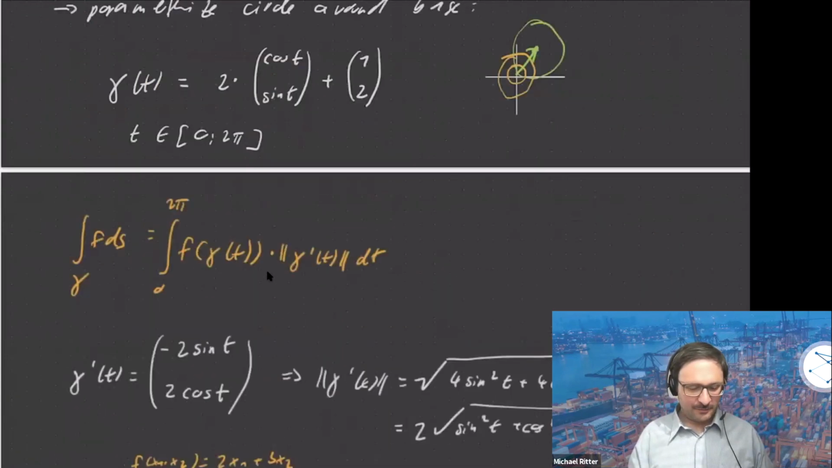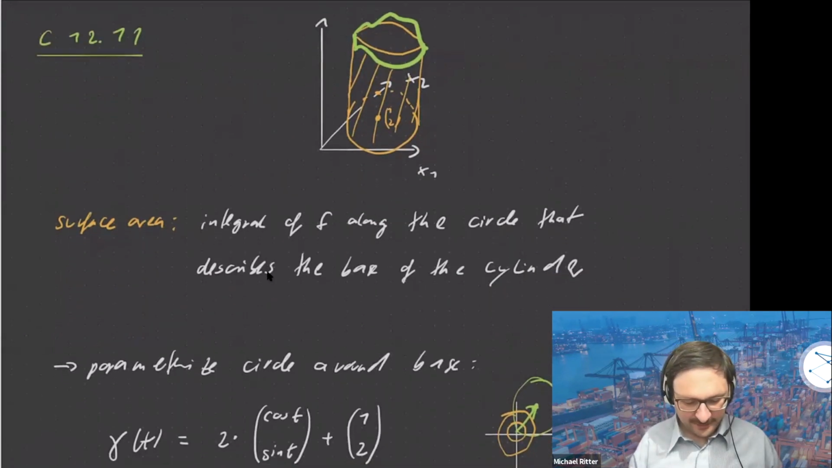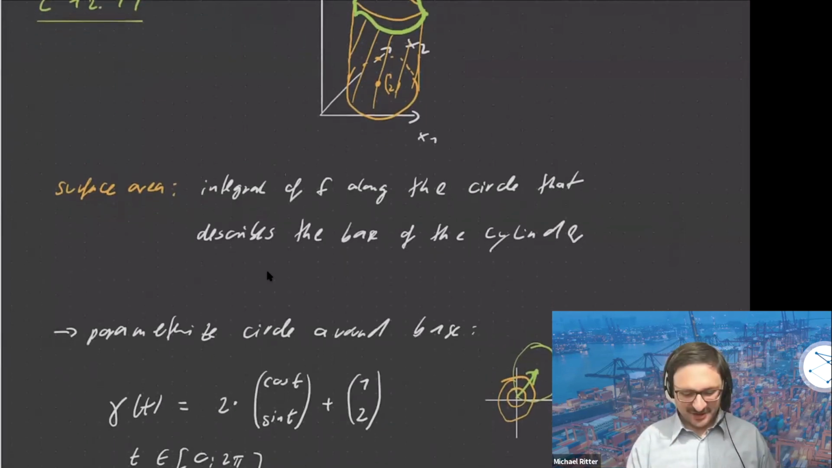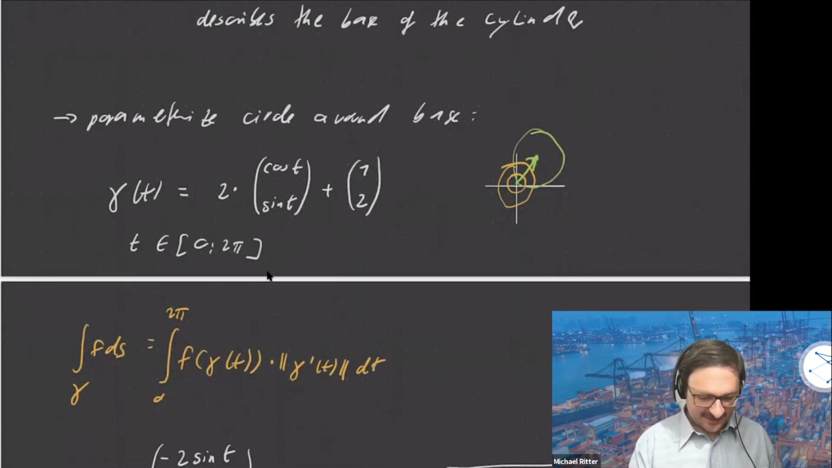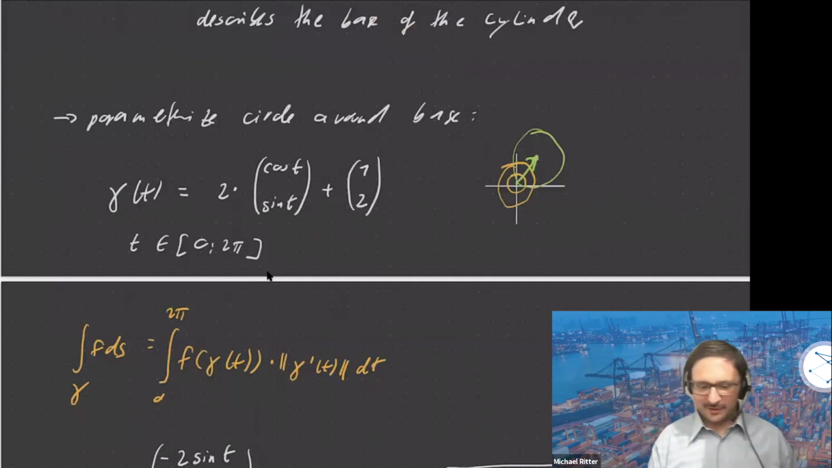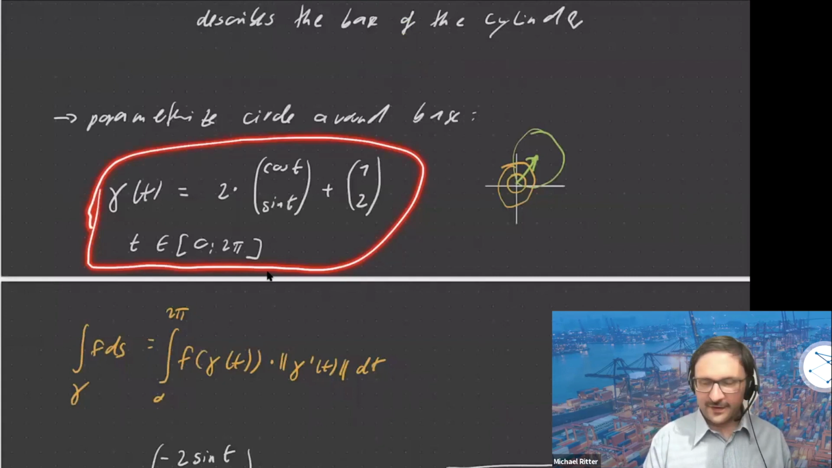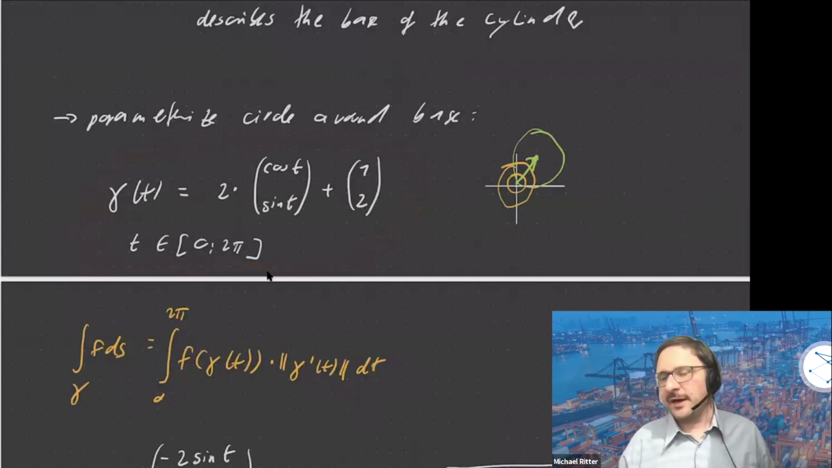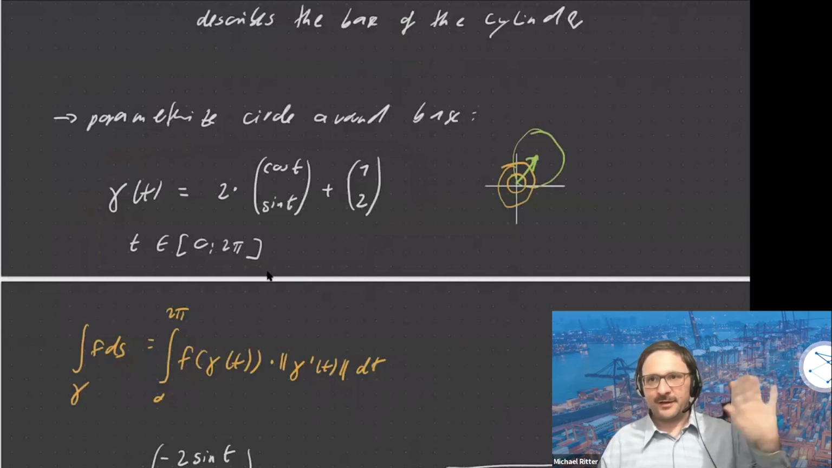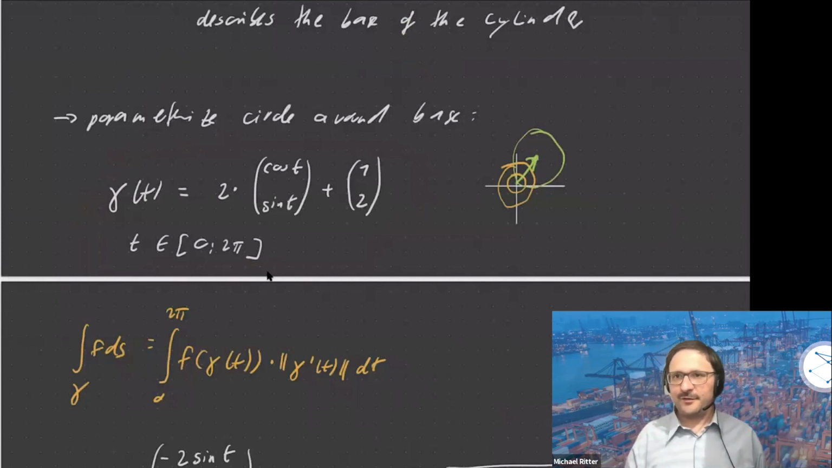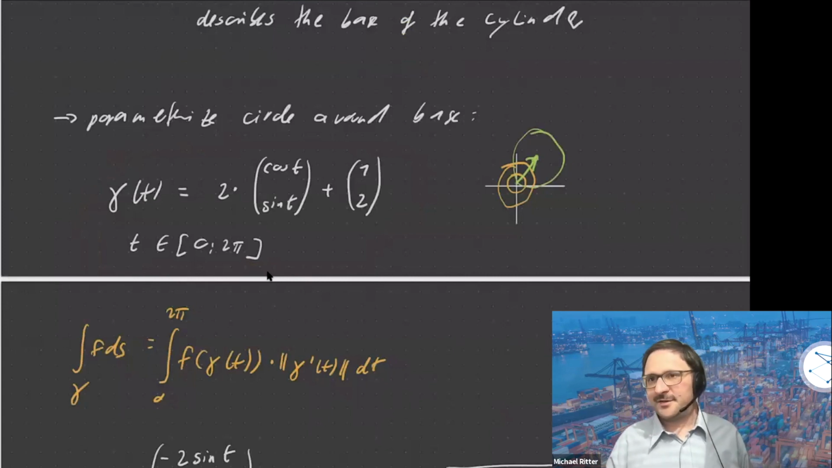Okay, yeah. So very high level. First step, I visualize the situation. I want to know what's going on. Second step, that's probably the one that needs the most creativity here, is coming up with a parametrization of that curve. So that's the curve that determines the base of the cylinder. That's the curve that we want to integrate along. And this is one possibility to do that. Of course, there's an infinite amount of possibilities to parameterize that curve. Whatever you do here is fine. It will all lead to the same results.